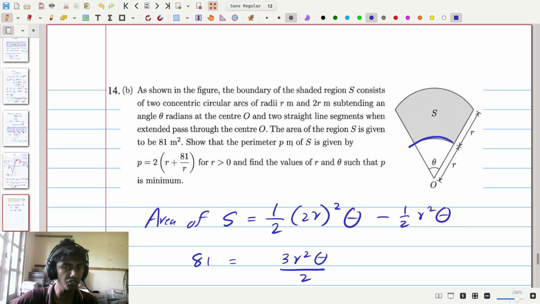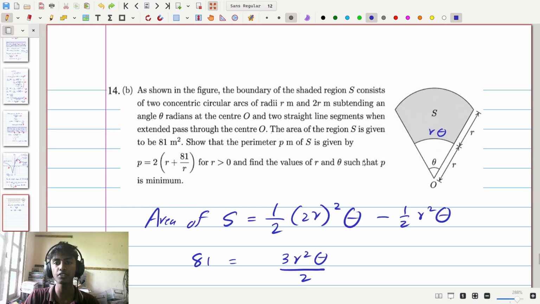Now considering these two, since the radius here is r and here is 2r, and both of these have an angle subtended of theta, we can see this length is going to be r theta and this length is 2r times theta. So we have r theta, 2r theta, r and r as the 4 components of our perimeter.